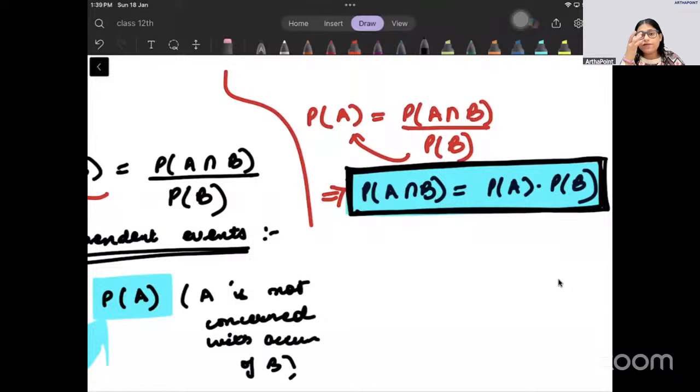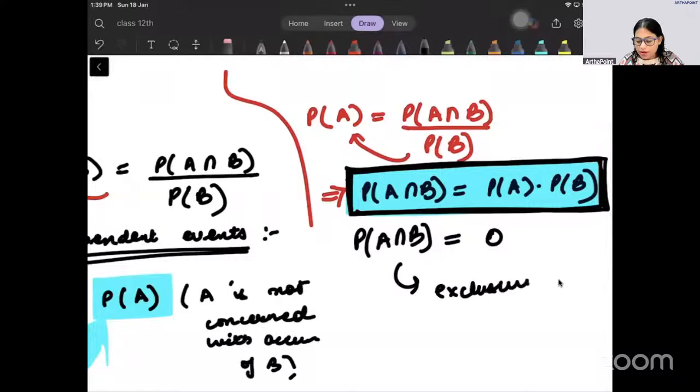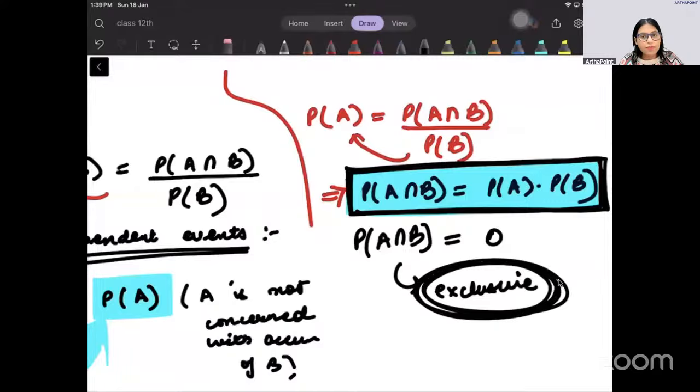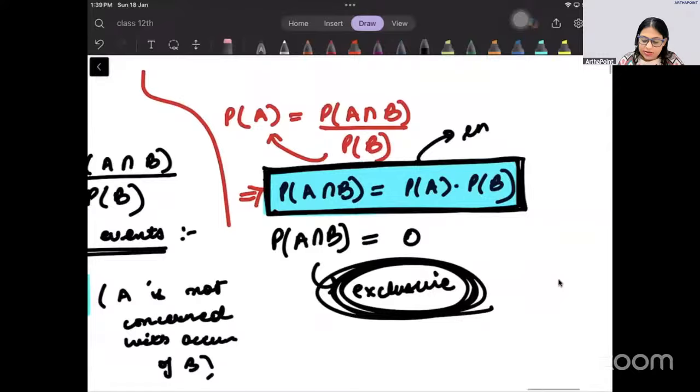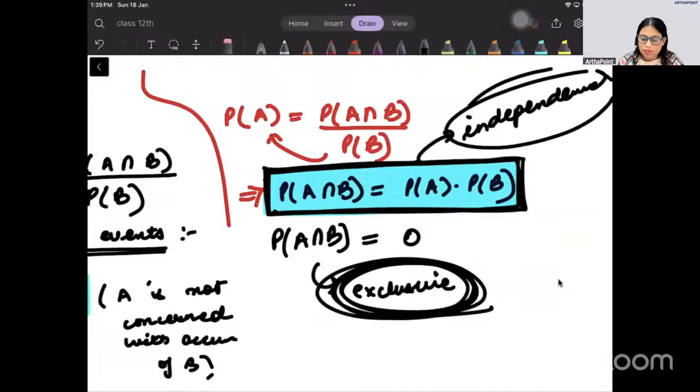Mutually exclusive says that probability of A intersection B is 0. They have nothing in common. Whereas this is independence. So both are different. Exclusive says they have nothing in common. उनमें कुछ भी common नहीं है. Whereas independent says that probability of A intersection B will be P(A) into P(B).